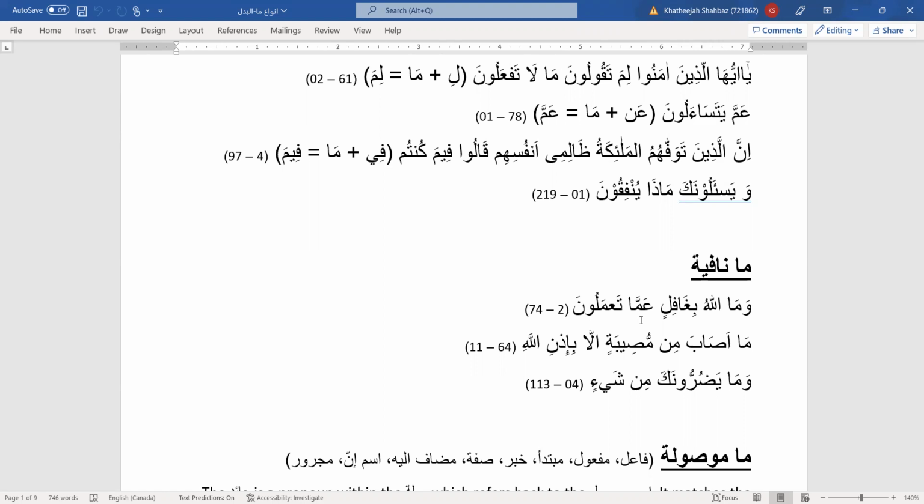Although both mean what, it depends how they are used. In English, we say what, or about what. If you're using what to ask a question, then it's ma istifhamiyya. But when what is used and you're not asking a question, it's not. For example, you say, what you did yesterday was wonderful. Did I ask a question? I used the word what, but I didn't ask a question.